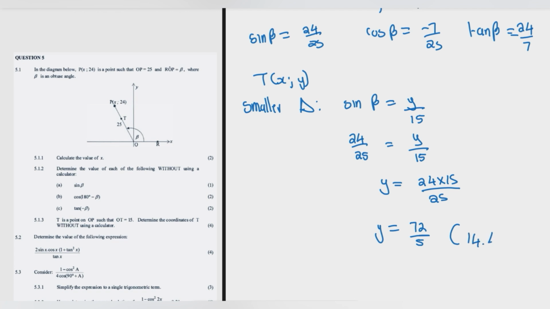which is 14.4. Another thing to check if you have everything written correctly is to look at your coordinate. You have 14.4 there, and you know that with the bigger triangle your y value is 24, so where T is below P, definitely your T value for y must be less than whatever you have there for P.